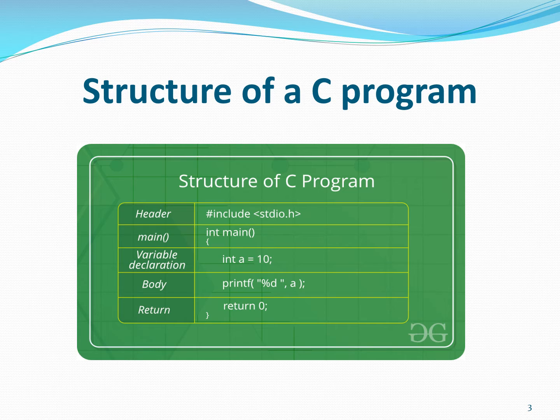Now, let's see the structure of a C program. The structure of a C program starts with a header, then the main function, then the variable declaration, the body of the program, and finally the return statement. So we can see one by one in the forthcoming slides.